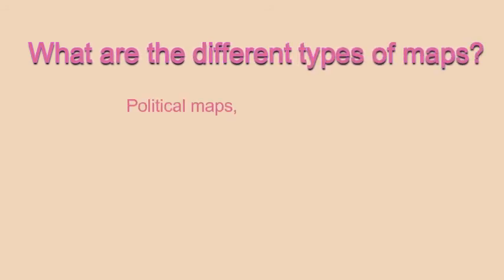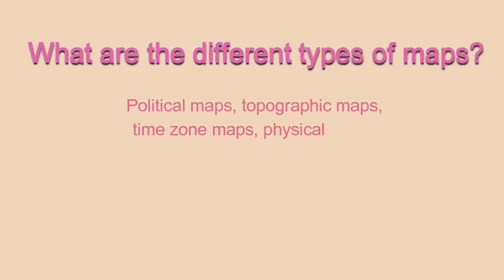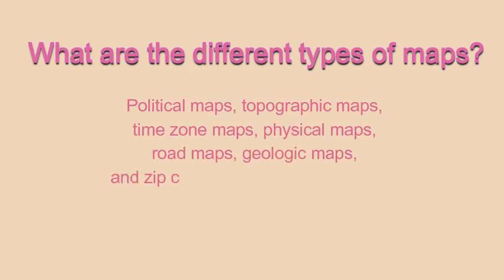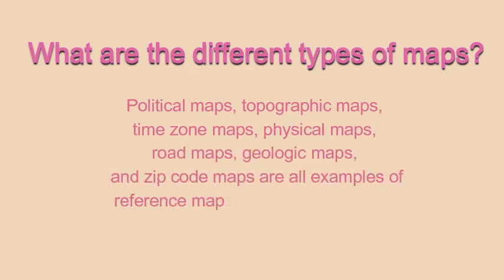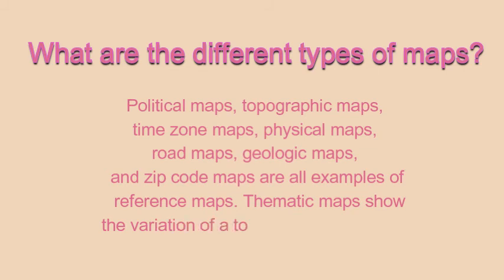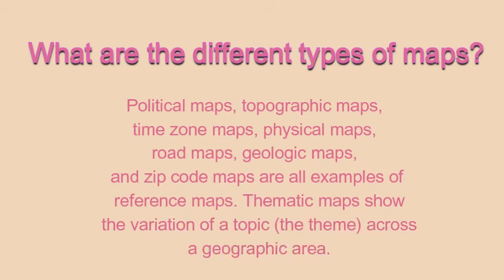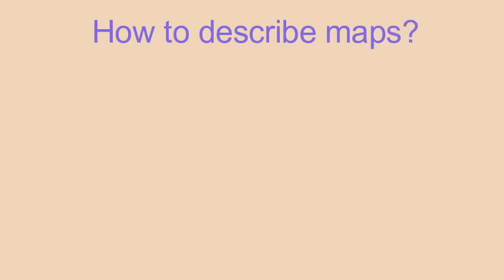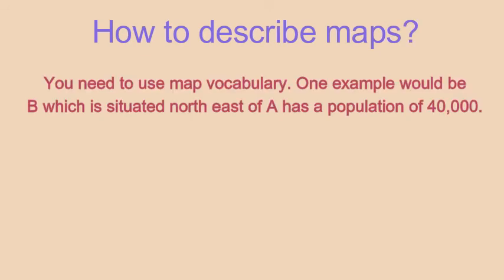Political maps, topographic maps, time zone maps, physical maps, road maps, geologic maps, and zip code maps are all examples of reference maps. Thematic maps show the variation of a topic, the theme, across a geographic area. How to describe maps. You need to use map vocabulary. One example would be B, which is situated northeast of A, has a population of 40,000.